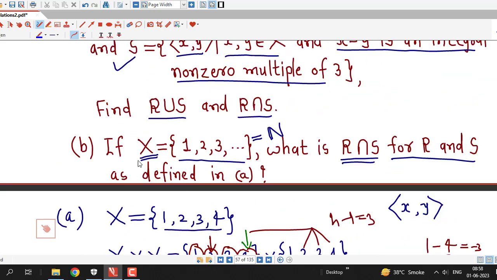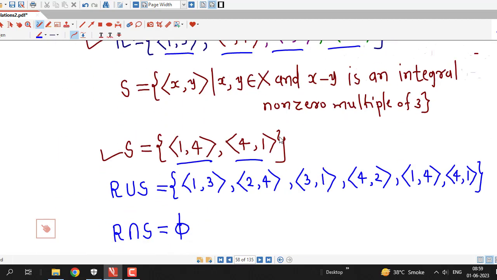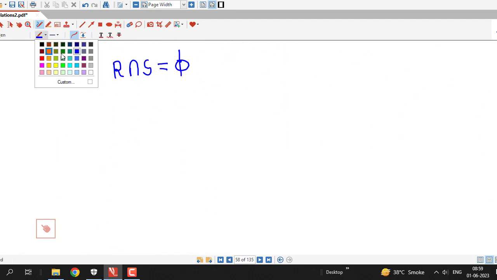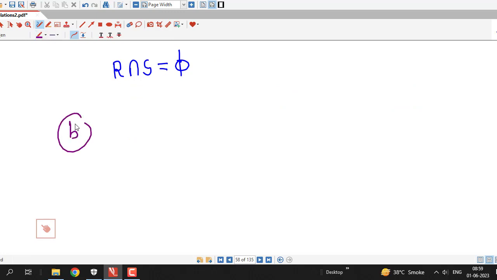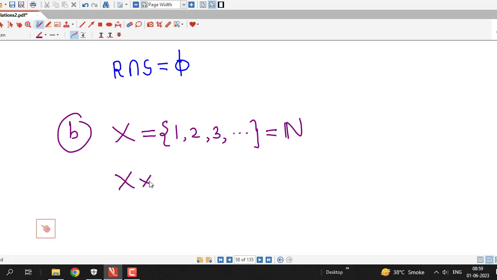Now in the second part, our set X is replaced by the set of natural numbers, that is, now we have an infinite set. So here capital X is an infinite set, the set of all natural numbers 1, 2, 3 and so on, or we can simply write N. Therefore X cross X, the Cartesian product, is also an infinite set, 1, 2, 3 and so on, up to infinity.